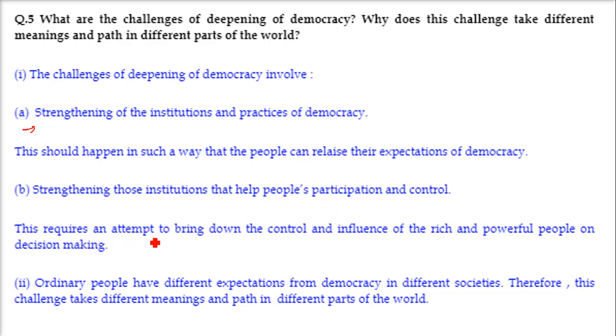So this requires an attempt to bring down the control and influence of rich and powerful people. Those who have money can influence the government decisions. So this is the influence of rich and powerful people on decision making. Then ordinary people have different expectations from democracy in different societies. Every society is not the same. Therefore, this challenge takes different meanings and paths in different parts of the world.